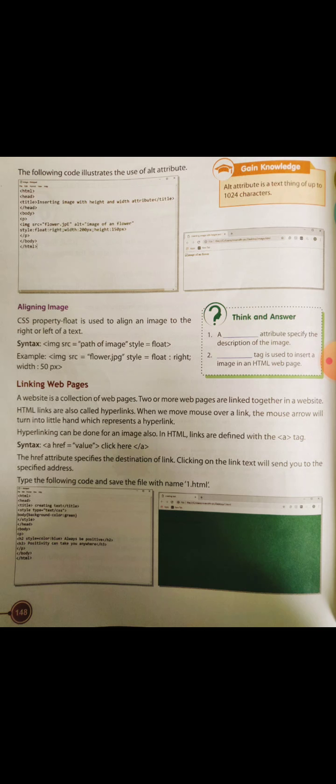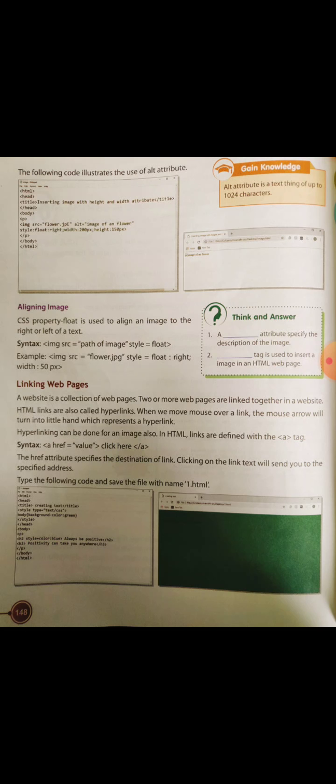Hyperlinking can be done for an image also. In HTML, links are defined with the anchor tag. So it is saying that in HTML, along with the text link, we can also hyperlink an image. Like when we click on a link, we mostly see that the links in blue color are text. So in HTML we can also use image for the hyperlink. So when we click on that image, we will be taken towards a different web page or any other related picture.